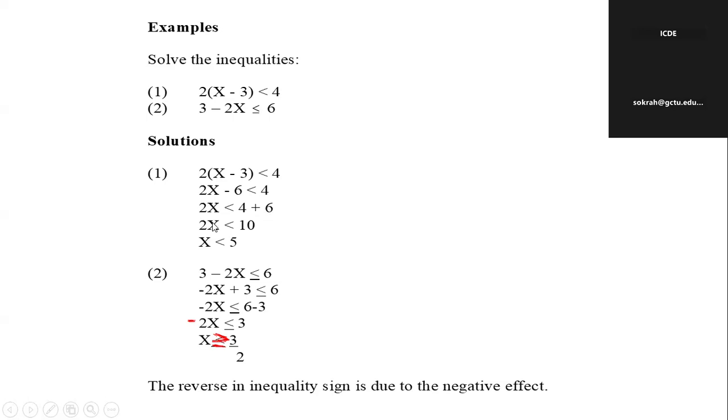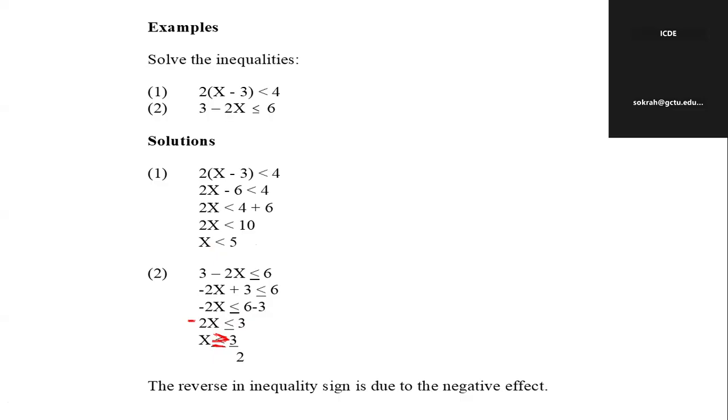Now we need x but not 2x. So we divide through by 2. 2x divided by 2 gives us x, and 10 divided by 2 gives us 5. So this is the answer to the first question. Any question, ladies and gentlemen?